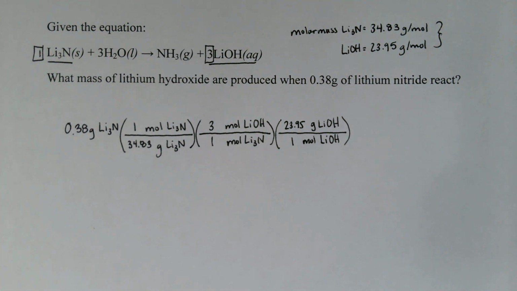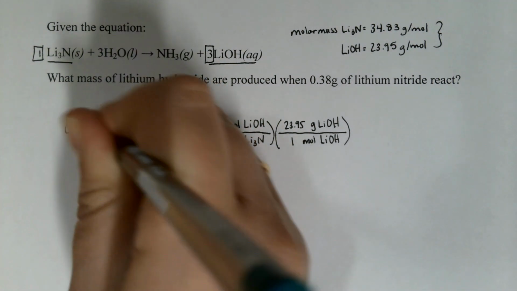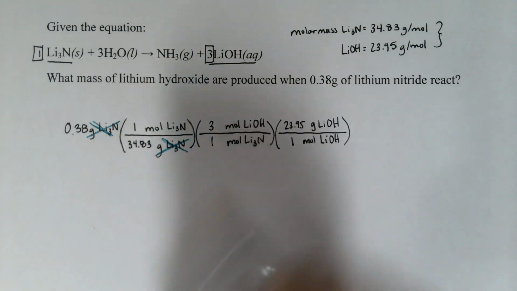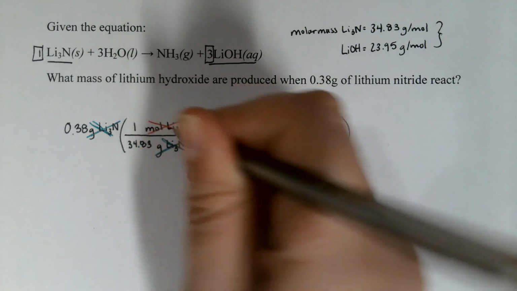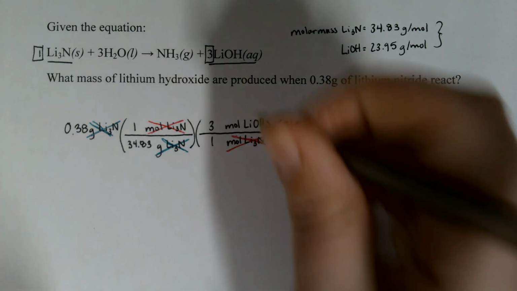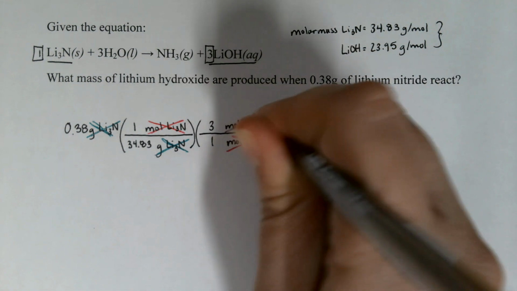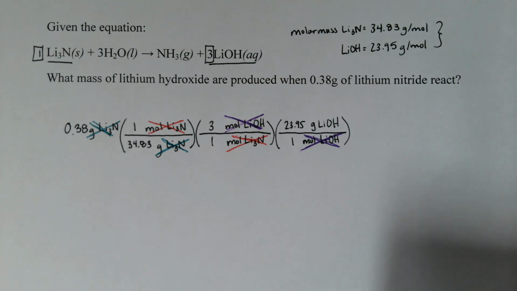Now, we'll see that all of the units will cancel out except the units that we want. So grams of lithium nitride cancel. Moles of lithium nitride cancel. And moles of lithium hydroxide cancel, leaving us with the desired units of grams of lithium hydroxide. Everything will cancel diagonally. Anyhow, now all we have to do is type it into the calculator.